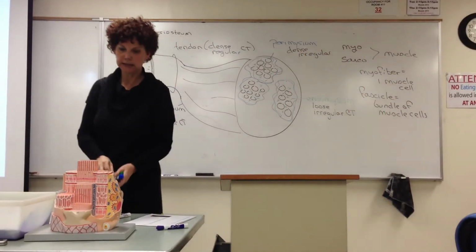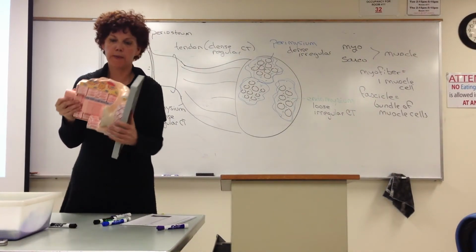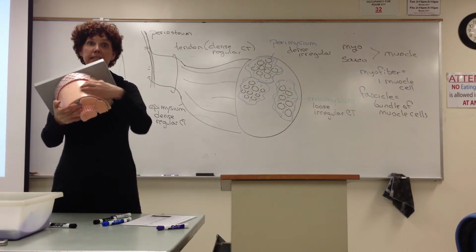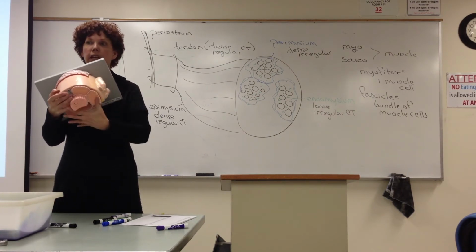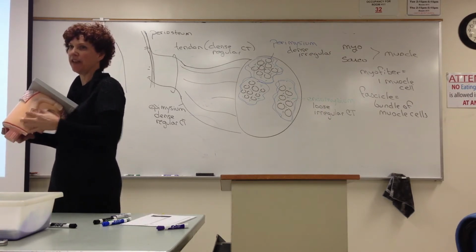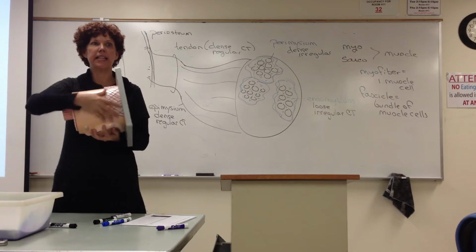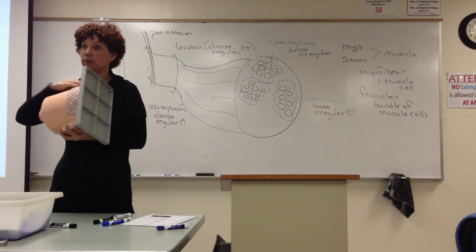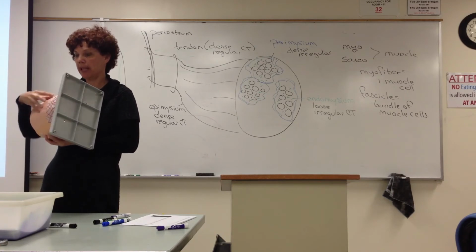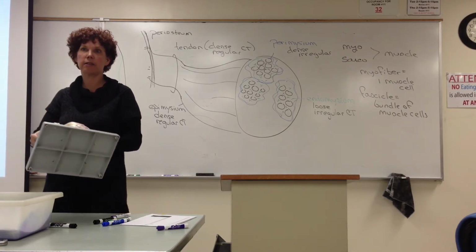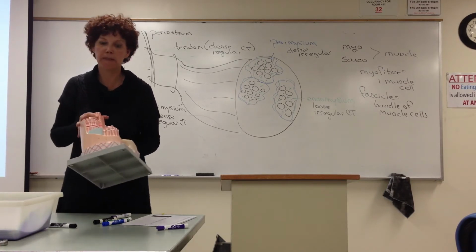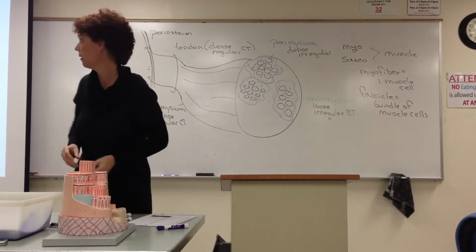So this model that I have up front is from a single muscle cell. This is the plasma membrane of one cell. It's kind of cut open here in cross section. Here's a motor neuron coming down to innervate it. So this is representing the loose irregular connective tissue around that single muscle cell, which is the endomysium. We only have one cell here, so we don't have enough to form a fascicle, and we obviously wouldn't have the perimysium or epimysium either.